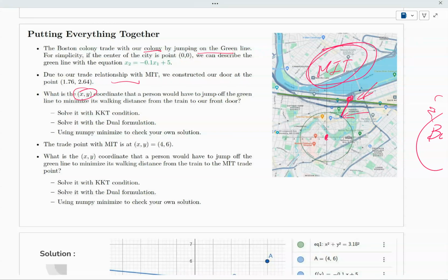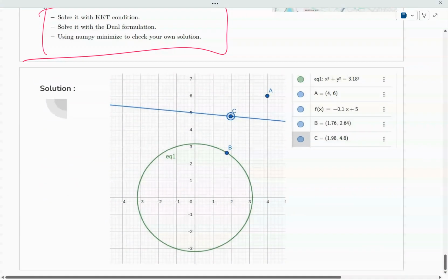I want you to see if you can formulate this problem and then solve it with the KKT condition and then solve it with the dual. And then you can use NumPy to essentially double check your solution. The trade point with MIT over here is 4, 6. Once you solve this, see if you can find the XY coordinate a person will have to jump off in order to minimize the distance to trade with MIT. They have to trade with us, and they also have to trade with MIT. So what is the location they need to jump off when they trade with us versus trade with MIT? See if you can solve with the KKT condition. I solved this for you, so this basically tells you the optimal location that minimizes the distance.